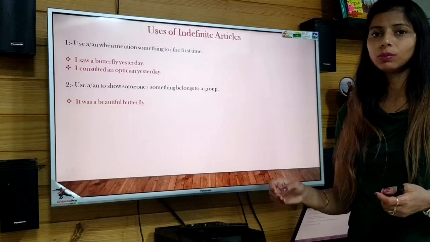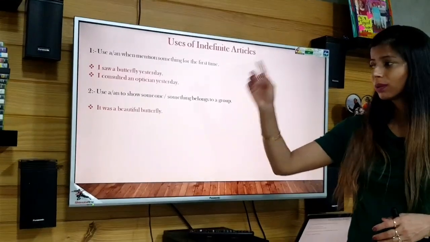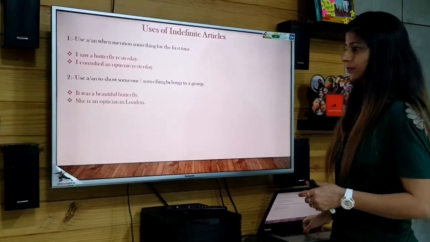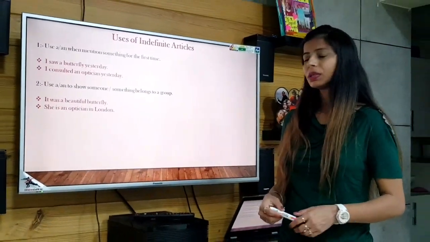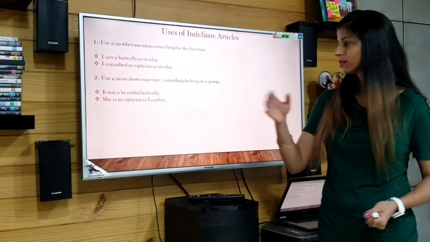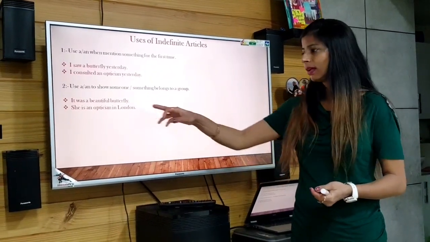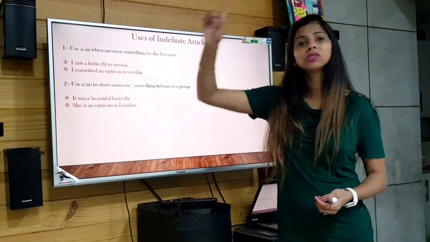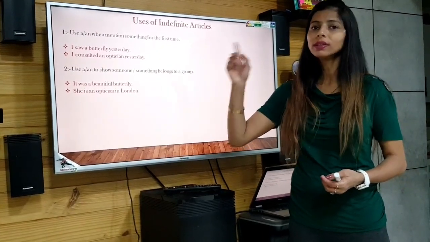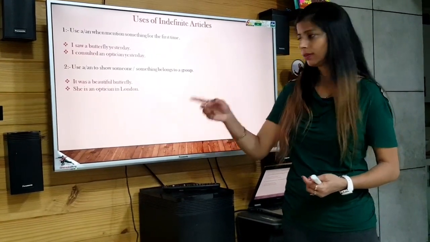It was a beautiful butterfly. That is, butterflies are many, but we are talking about one butterfly. So that is why we have added "a". Then: she is an optician in London. So in London there are many opticians, right? There is a big group of opticians in London. But we are talking about "she", that one lady who is an optician in London, one of those many opticians in London.